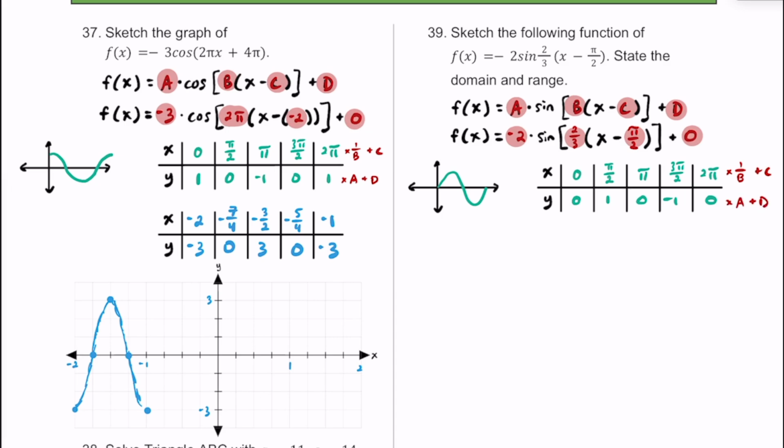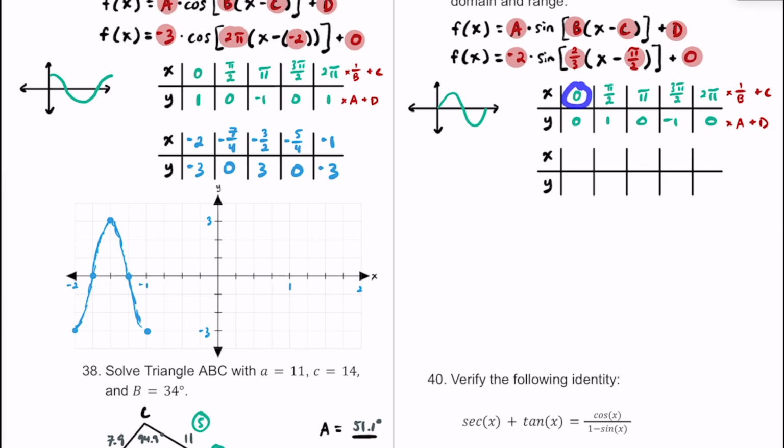If we take the 0 here and multiply by 1 over b, 1 over b is going to be 1 over 2/3, which is really just going to be the reciprocal, so it's going to be 3 over 2. And then add on c, looks like c is going to be pi over 2. So that's going to be a total of pi over 2. So let's go ahead and put that in here. That's going to be our new x value for that first spot. I'm going to go ahead and do the y values that correspond with each one right now. So I'm going to take this 0 here, let's multiply by a. A is -2, right? It's right over here. And then we're going to go ahead and add on d, which is 0. So this is just going to be 0.